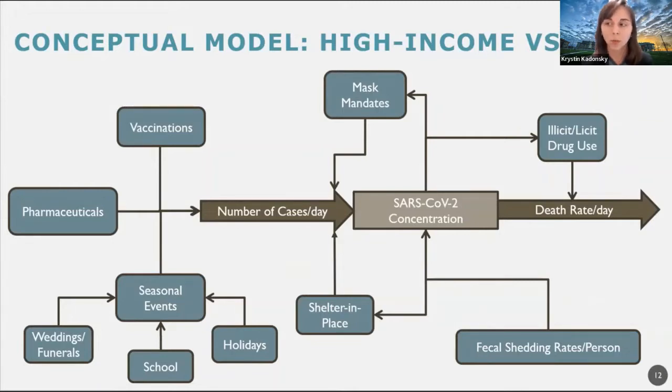And so these variable parameters are based on key events which occur in each country. And it can include when vaccines became available, when pharmaceutical treatments became available, or seasonal events such as holidays or school. And that can also include gatherings such as weddings or funerals, mask mandates, shelter-in-place orders, illicit or licit drug use, as well as fecal shedding rates. And then future considerations are variants of concern, as well as transmissivity rates.